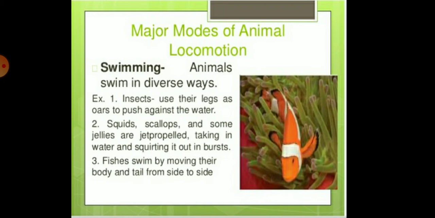To understand, we can see this picture, and we can keep in mind how fishes swim by moving their body and tail from side to side. I hope, children, this topic is clear. Today we have discussed the modes of animal locomotion in birds, in fishes, and also in the earthworm.